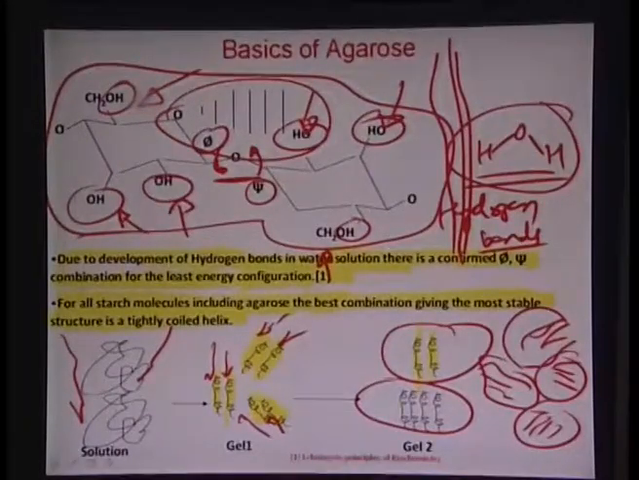So, due to development of hydrogen bonds in water solution, there is a confirmed phi psi combination for the least energy configuration, and for all starch molecules including agarose, the best combination giving the most stable structure is a tightly coiled helix. And there are these helix centers which you can see developing inside the gel material, which can be organized or disorganized, and that is how the agarose forms a set of nanopores within the whole gel material.